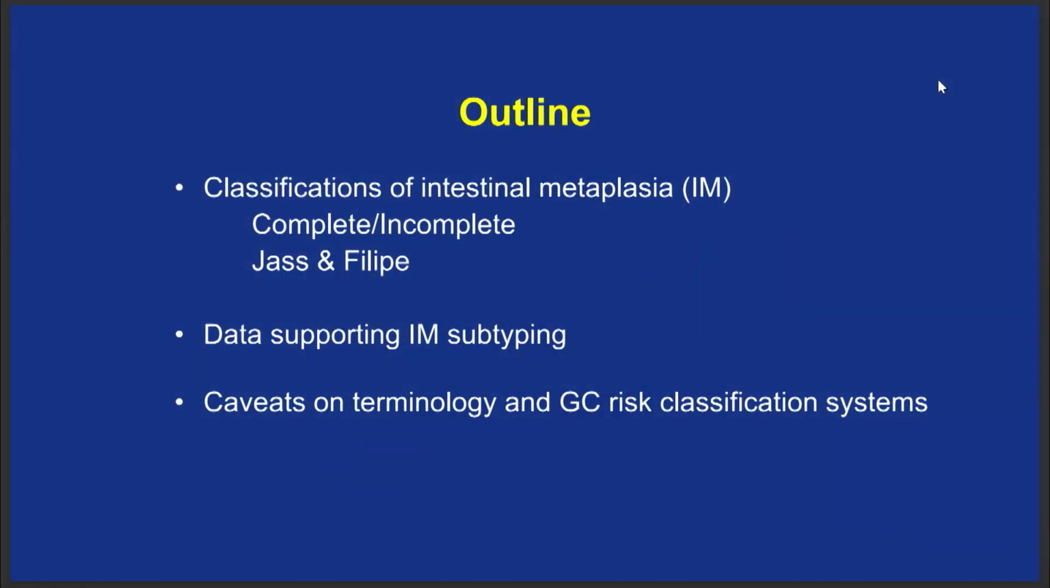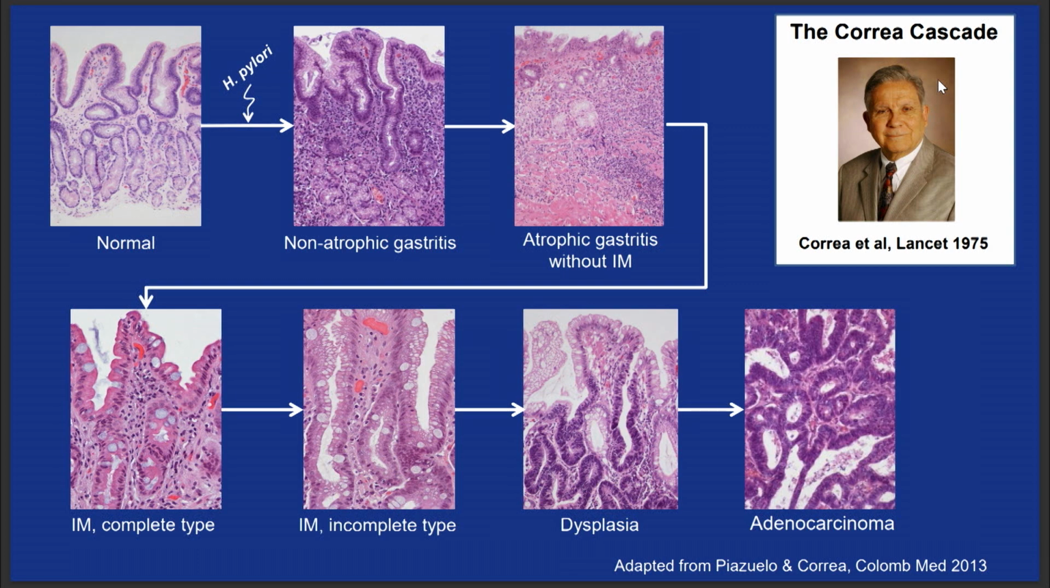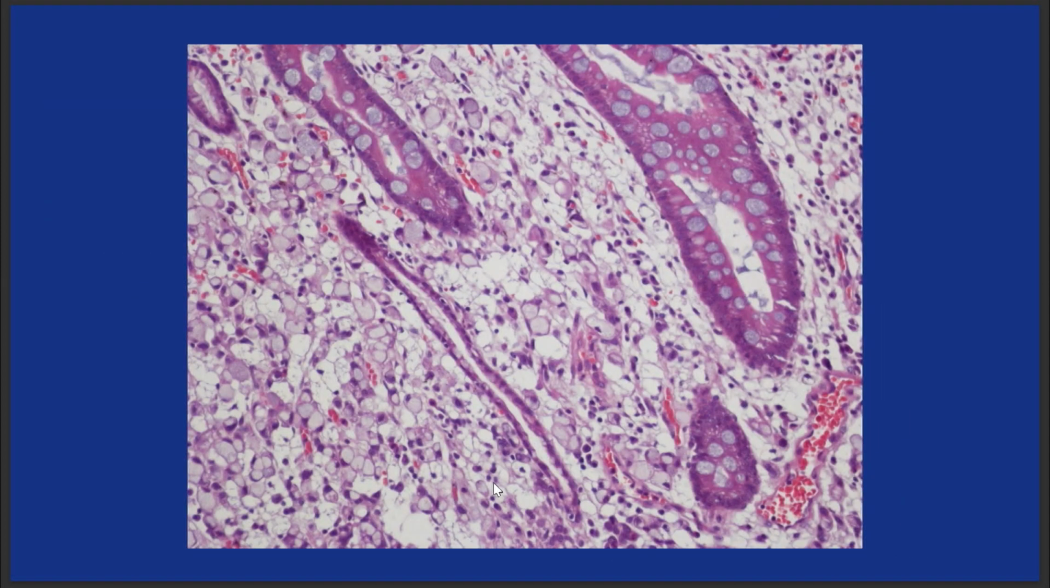So the outline of my talk: I'm going to speak a little bit about the classifications of intestinal metaplasia, some data supporting the subtyping of intestinal metaplasia for clinical practice, and some caveats on terminology and gastric cancer risk classification systems. We have seen during several talks the Correa cascade, which was described in the 1970s. I am going to focus mainly on the complete and incomplete types of intestinal metaplasia.